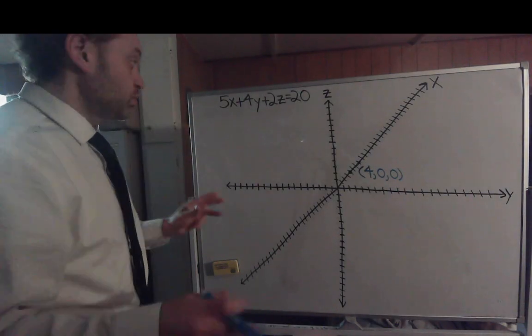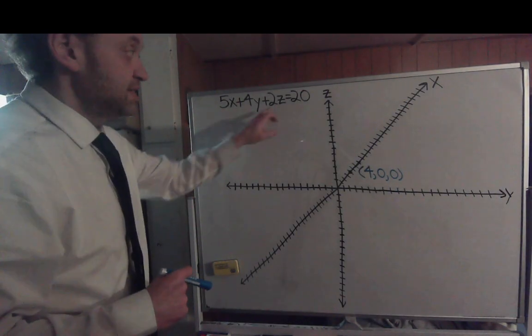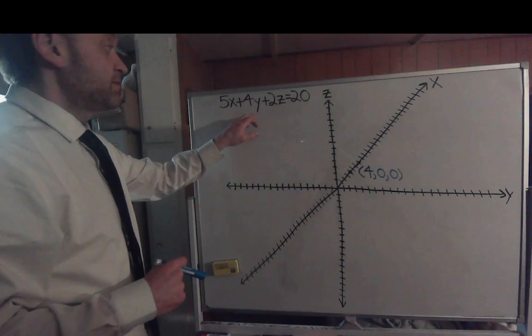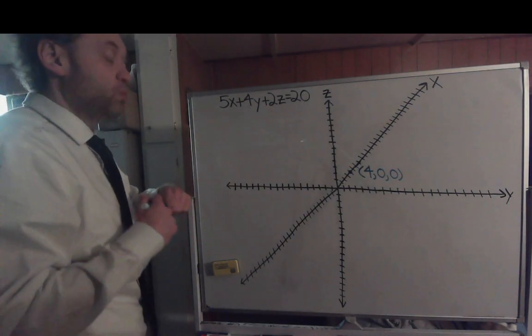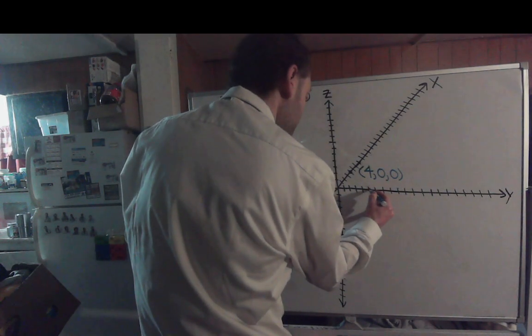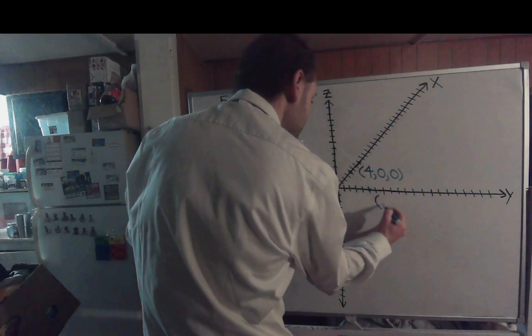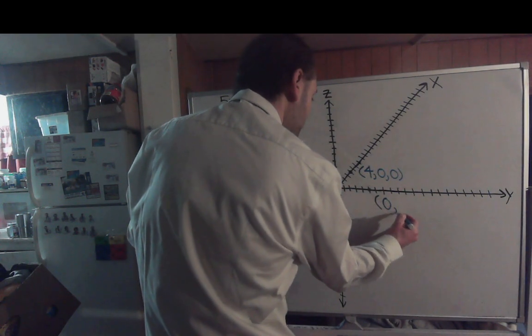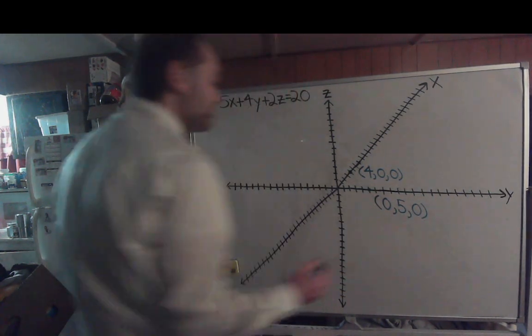Now let's find your y-intercept. You'll set both x and z equal to 0. You would end up getting 4y equals 20, giving you y equals 5. So the y-intercept is going to be located at 0, 5, and then 0 for your z coordinate.